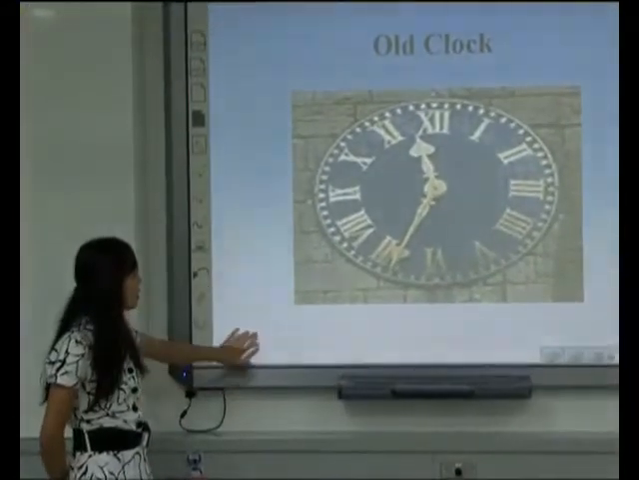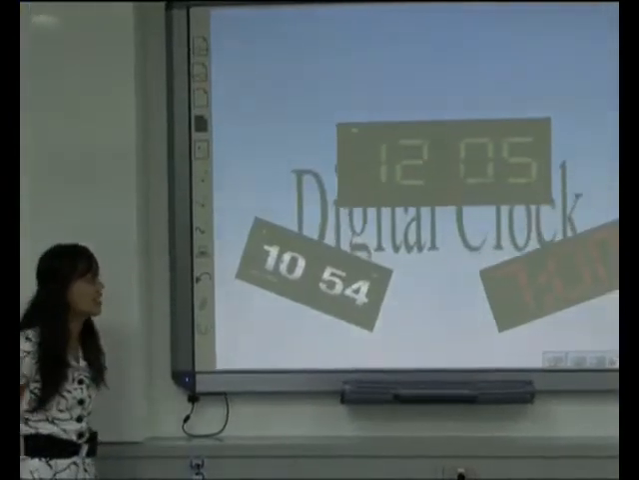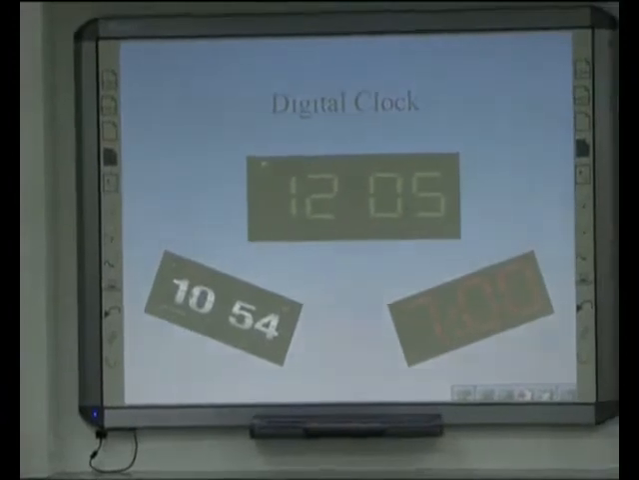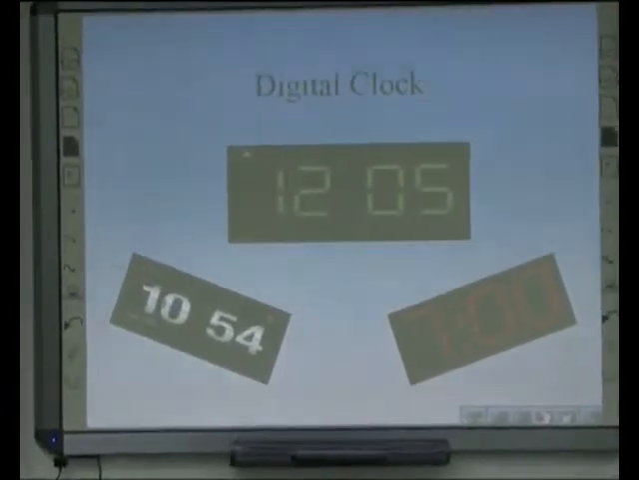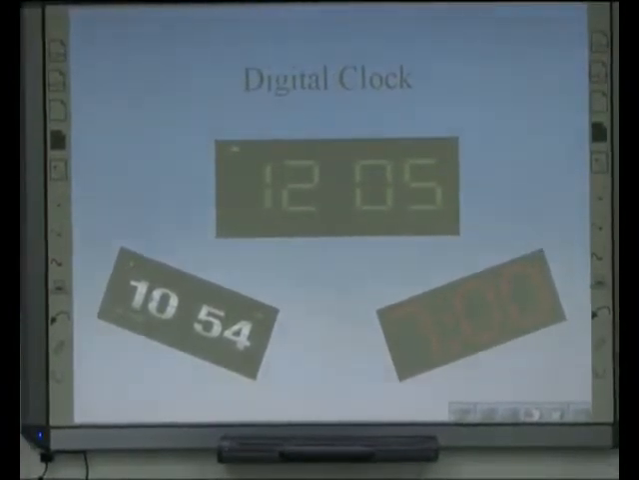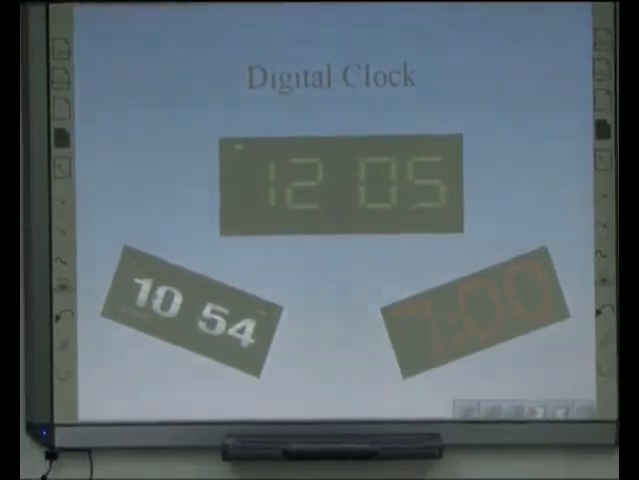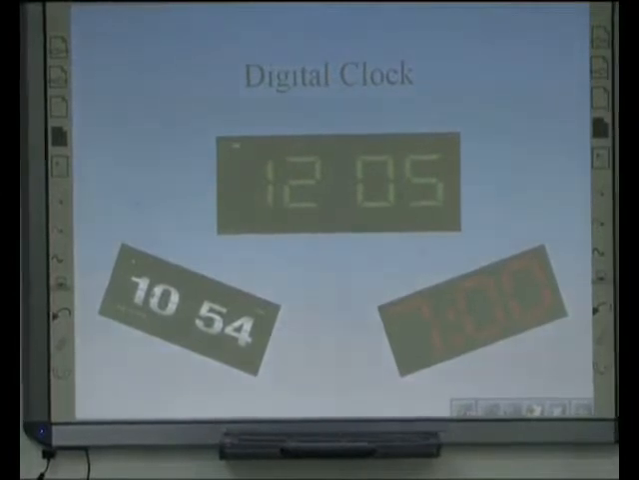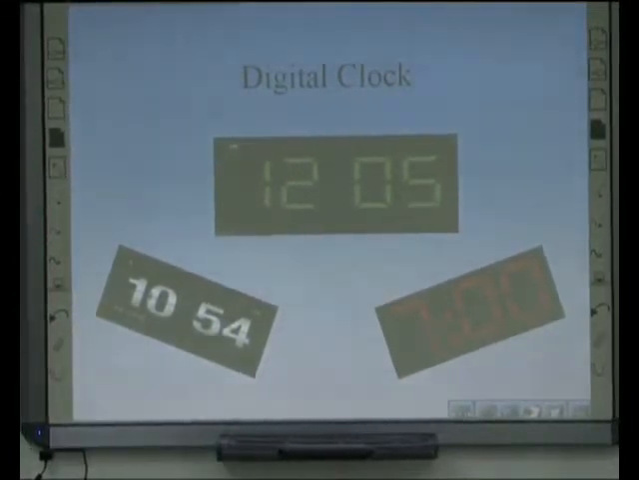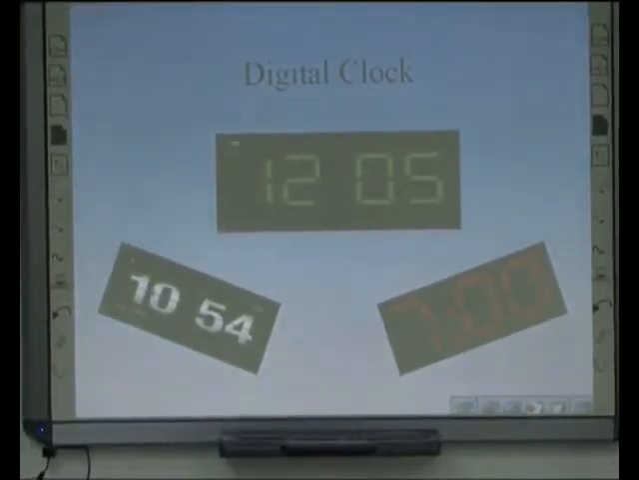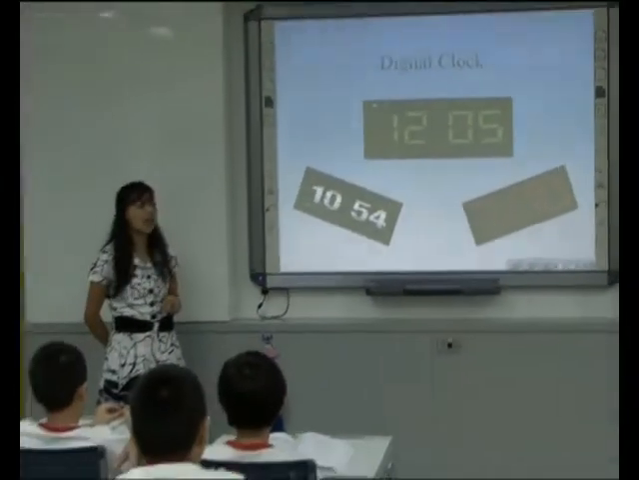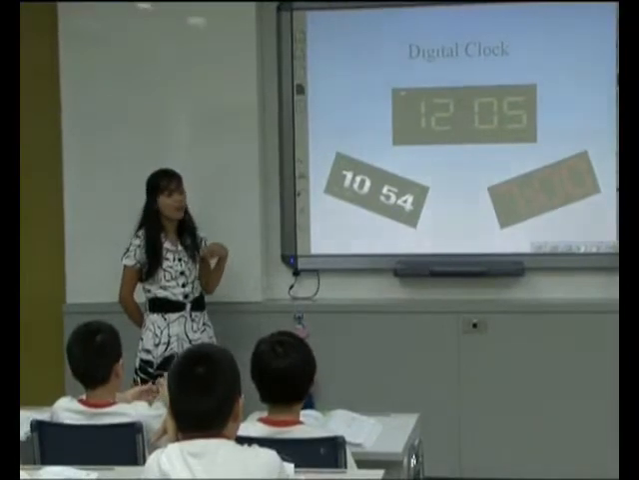And there is also what we call the digital clock. Have you seen that? Yes, of course. You watch football, you watch basketball, you can see that. It's a digital clock. So you see the difference? We have the old clock, not numbers. We have the digital clock. It looks like this one.